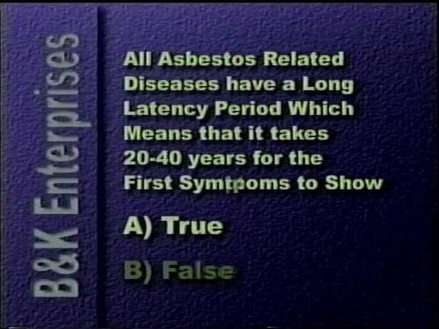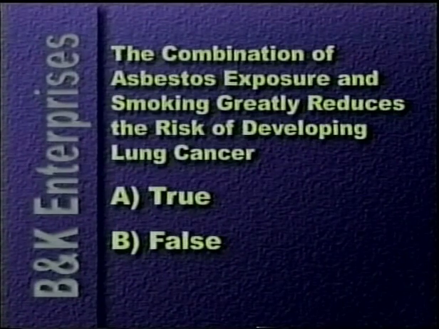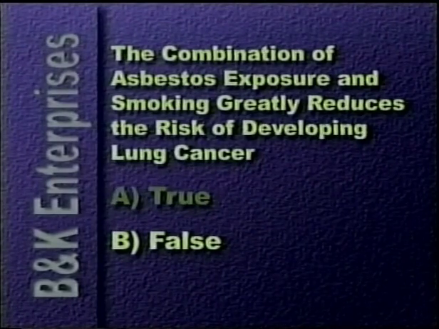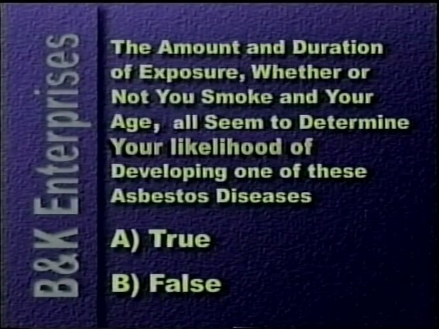Number 12. The combination of asbestos exposure and smoking greatly reduces the risk of developing lung cancer. The correct answer is B. False. Number 13. The amount and duration of exposure, whether or not you smoke, and your age all seem to determine your likelihood of developing one of these asbestos-related diseases. The correct answer is A. True.